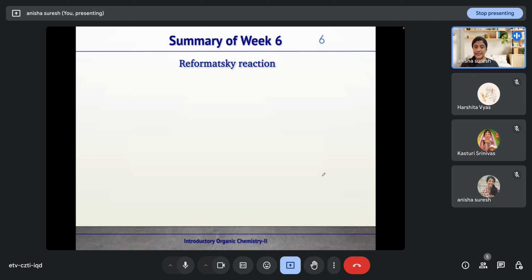Now coming to Reformatsky reaction. Here zinc enolates are involved. So what will happen? The lone pair on zinc will add on to oxygen. This carbon-oxygen bond will break, it will shift here, and this bromide will leave. Here a positive charge on zinc will be there, and the bromide will be acting as the counter anion. So zinc enolate is generated.